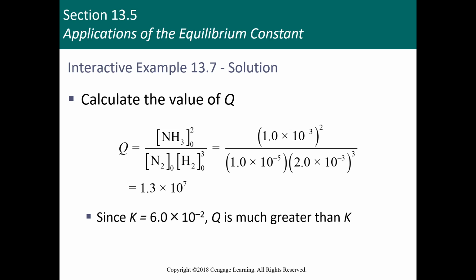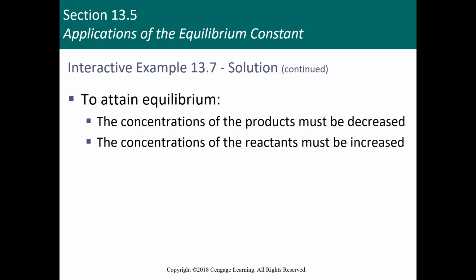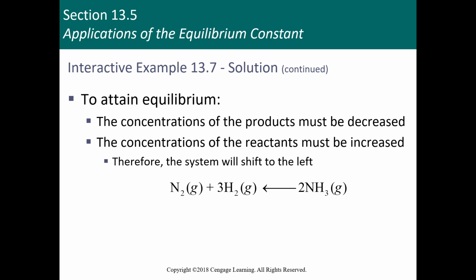And so we know right now we have way too much product. We need less product, more reactants. So to attain the equilibrium, the concentration of the products must decrease. The concentration of the reactants, therefore, must be increased. So the system in this case is going to shift from products to reactants, and therefore the reaction is going to go towards the left, towards making these species right here, the N2 and H2.